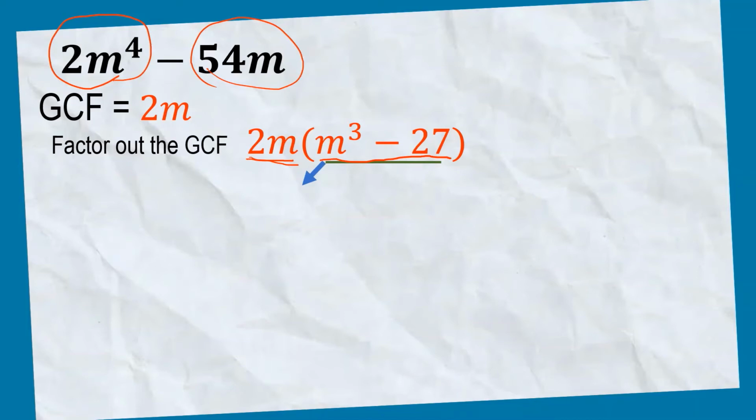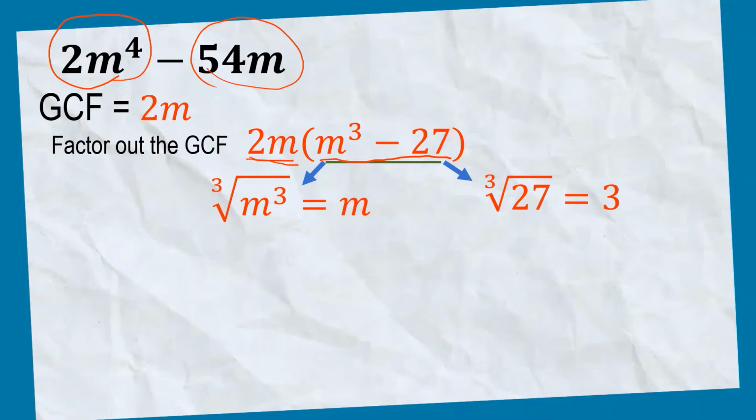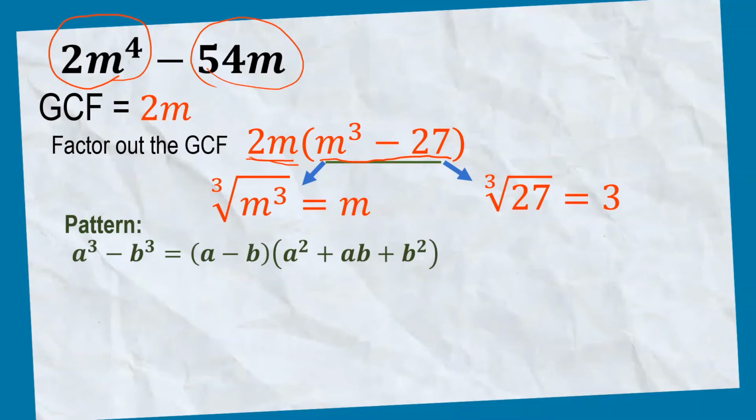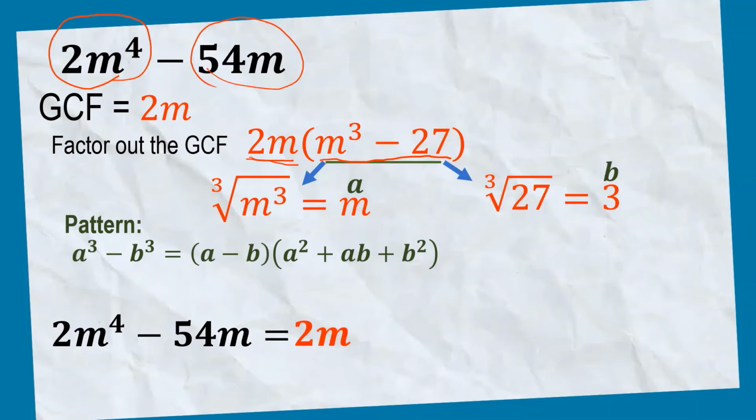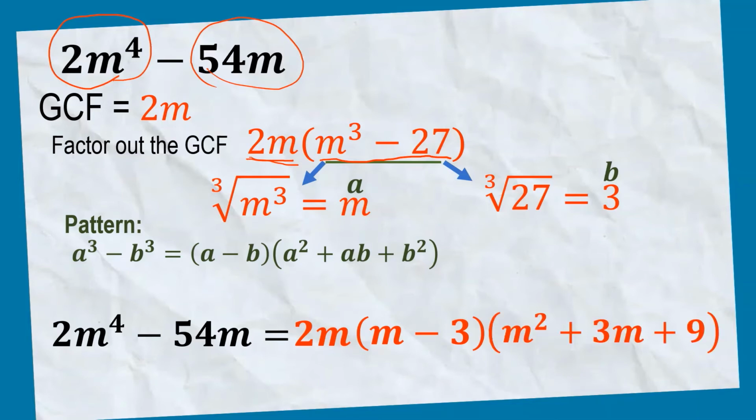Kunin po muna natin ang cube root ni m cubed which is m. Next, kunin po natin ang cube root ni 27 which is 3. At ang pattern po natin dito ay a cubed minus b cubed is equal to the product of the binomial a minus b and the trinomial a squared plus ab plus b squared. Ang magsisilbing a po natin ay m at ang b po natin ay 3. So following the pattern po, ang magiging sagot po natin ay 2m which is the GCF times the binomial m minus 3 and the trinomial m squared plus 3m plus 9.